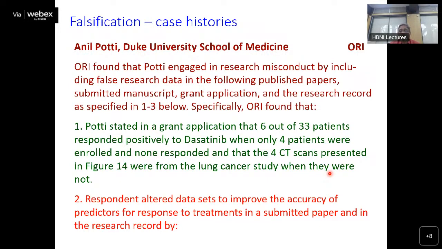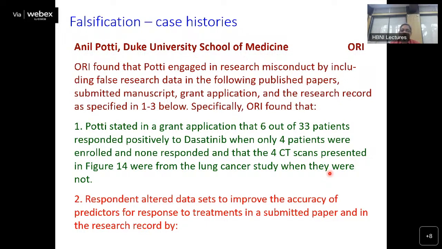Finally, we have falsification case histories. I take up one case, which is of Anil Potti. He was an Indian student at the University School of Medicine, Duke University. The ORI found that this person engaged in misconduct by including totally false research data in some papers, which were submitted for a manuscript and also for a funding application. It was found that he wrote that 6 out of some 33 patients responded positively to some drug, when only 4 patients were actually enrolled in the project, and none of those 4 also responded to the project.